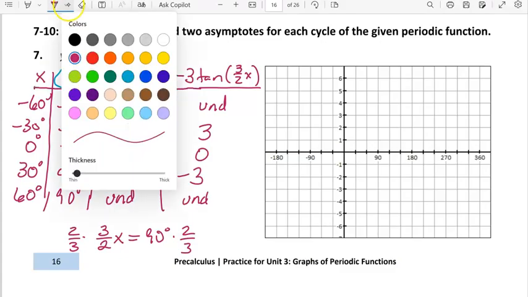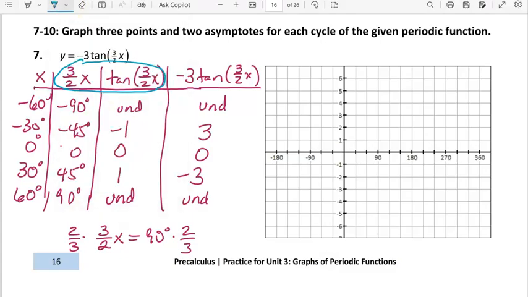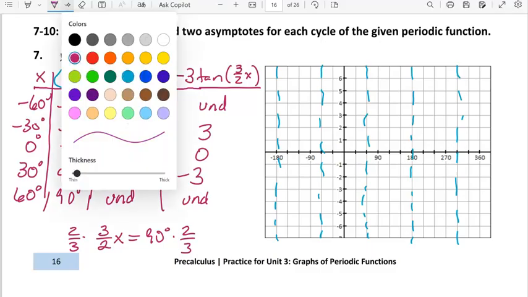Okay, we are ready to graph, and where the y values are undefined at -60 and +60, there are vertical asymptotes. Notice the vertical asymptotes will be evenly spaced, so we can sketch in the remaining vertical asymptotes for the other cycles. Now let's sketch in that one cycle.